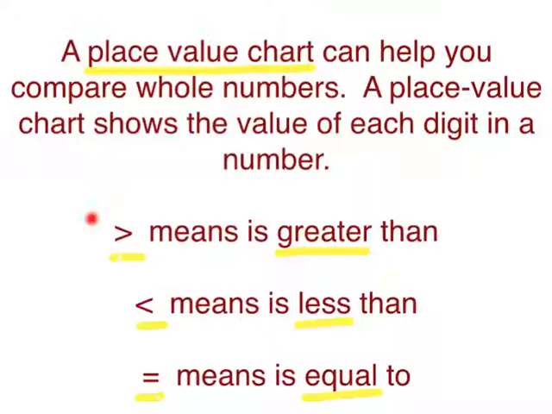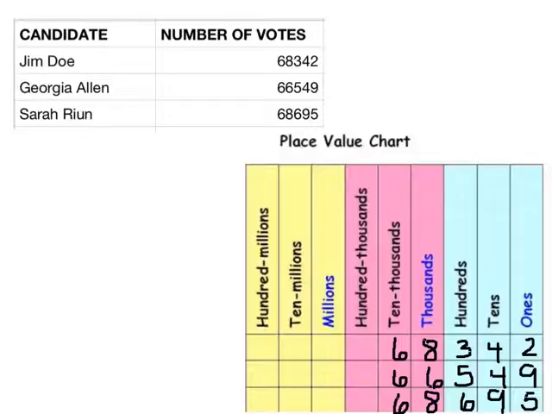For example, this symbol means a number is greater than the next number. This symbol means the first number listed is less than the next number. And of course the equal sign means that they are the same. In some instances, we need to determine which number is the largest in a group of numbers.